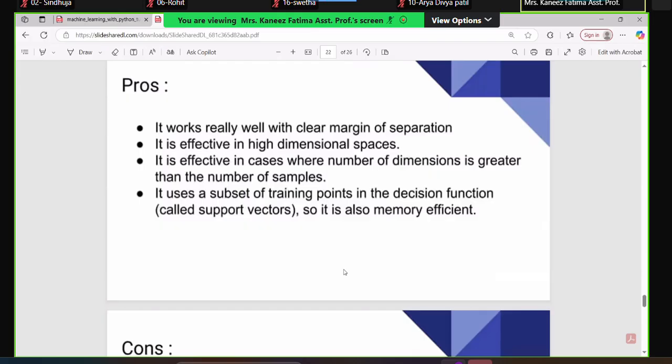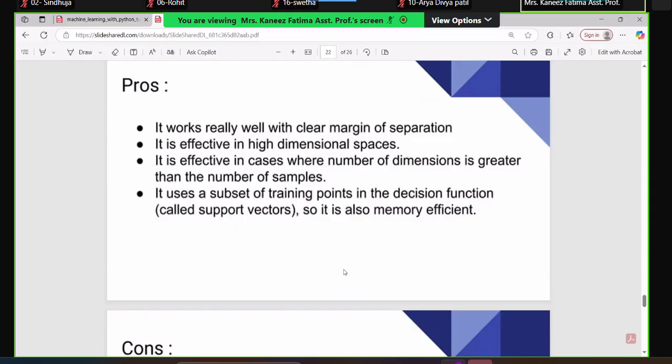So here we have pros: it works really well with a clear margin of separation. The kernels will be utilized much better when we have a clear margin of separation of two different data sets with respect to the hyperplane. It is effective in high dimensional spaces. As I said, where we have high dimensional data types, at that instance it is more effective. It is effective in cases where the number of dimensions is greater than the number of samples. Number of dimensions means the ways the data is represented, like 3D plane, hyperplane, maximal plane, pooling. At that instance it is much more useful.